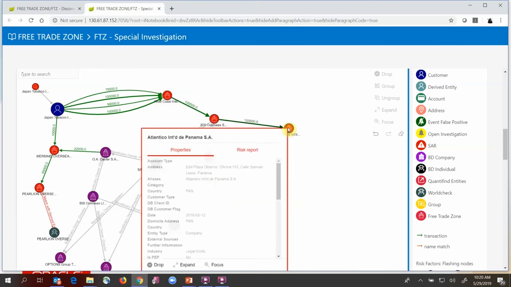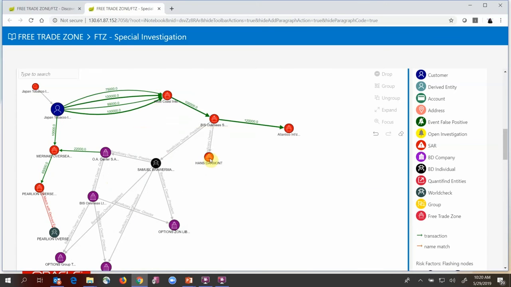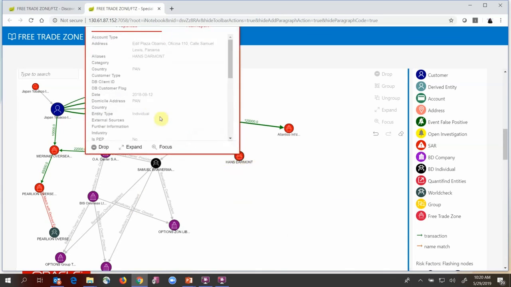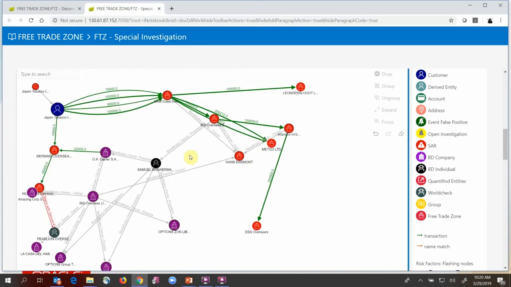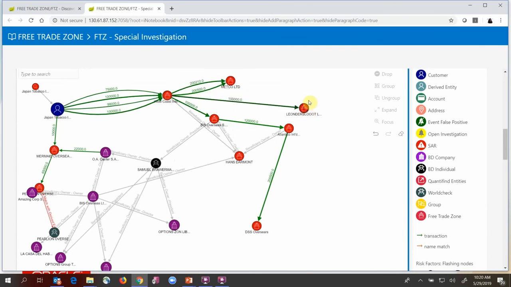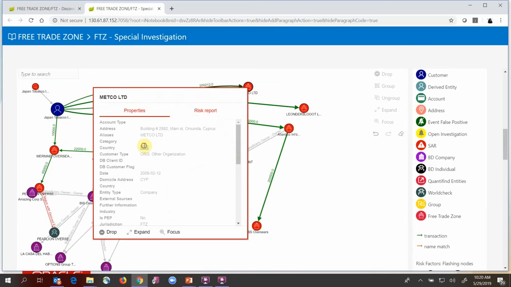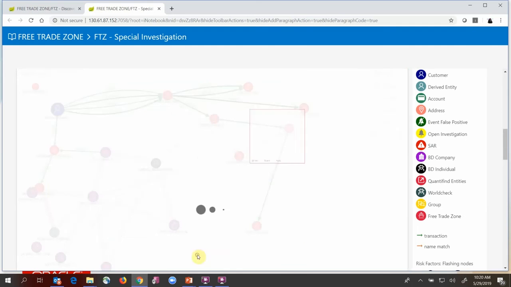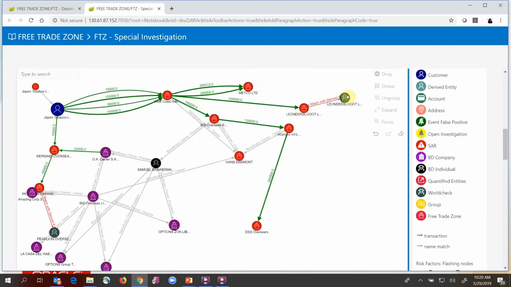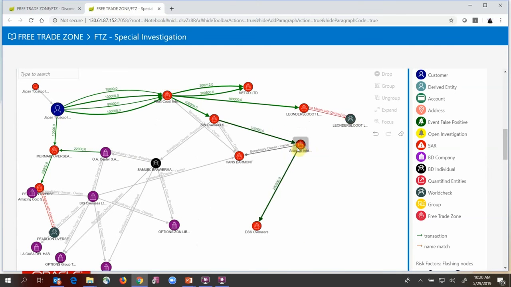BIS Overseas is doing business with Altico International, which is again in Panama. There is another company here, Hans Dormont. Let's go ahead and expand that and see what we can find. All right, we can see that West Coast International is doing business with many other companies, Medco Limited, which is based out of Cyprus. We can also see West Coast International is doing business with another company here. If we expand that, we can see this company is part of a sanction list.